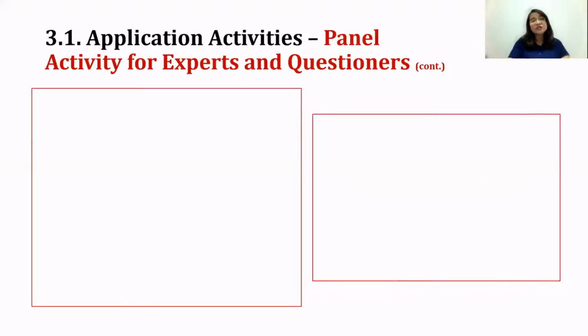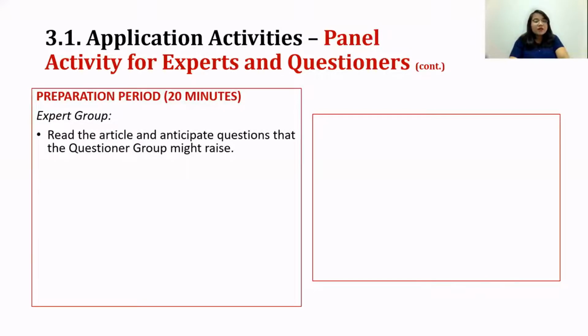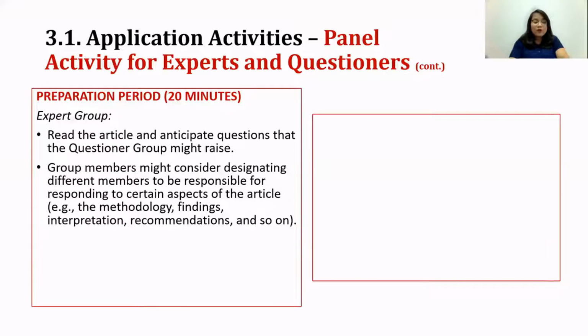Before I reveal to you the article, I'll show you the procedure first. The first one is a preparation period for 20 minutes, okay? And this is what the expert group needs to do. Read the article and anticipate questions that the questioner group might raise. Group members might consider designating different members to be responsible for responding to certain aspects of the article. For example, the methodology, findings, interpretation, recommendations, and so on.